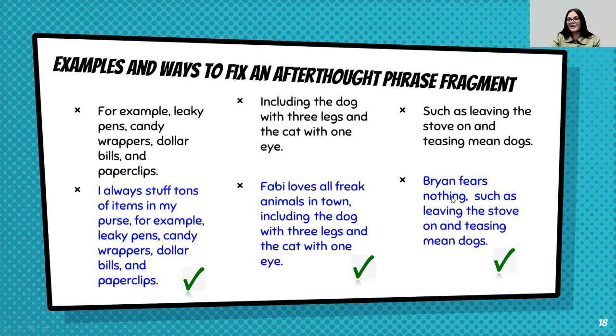What about the last example, such as leaving the stove on and teasing mean dogs? Here is the idea that introduces this phrase. Brian fears nothing. He's a daredevil, such as leaving the stove on and teasing mean dogs. Such as leaving the stove on and teasing mean dogs is explaining that he fears what? Nothing. Do you understand the afterthought fragments? We're going to have more practice and you're going to see more examples of this one. Take a look at them and write them down.